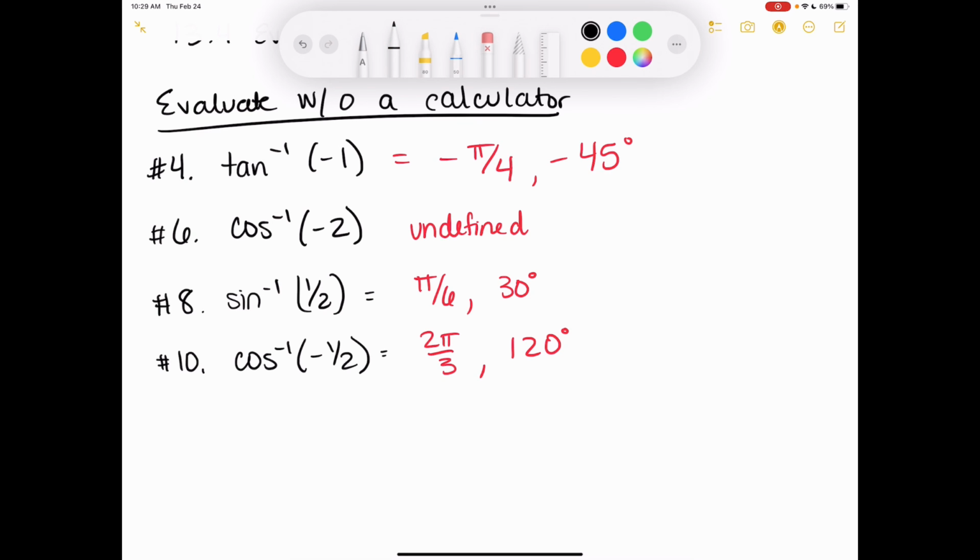All right, I'm gonna do number 11 really quick, just because it's a multiple choice question. The arc cosine of root 2 over 2.